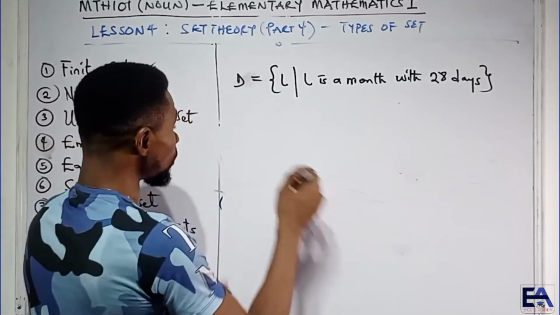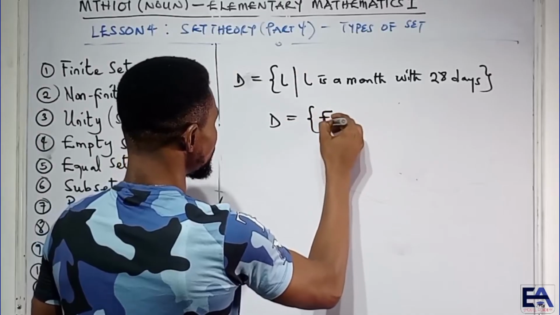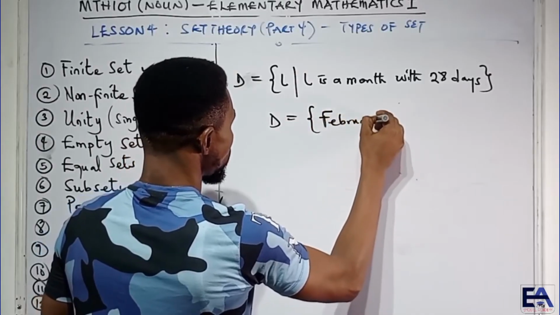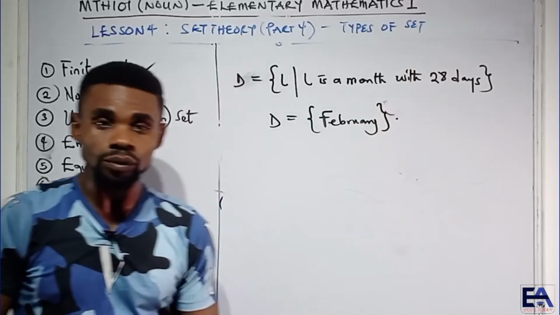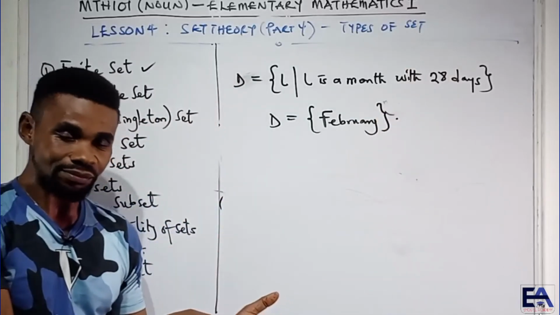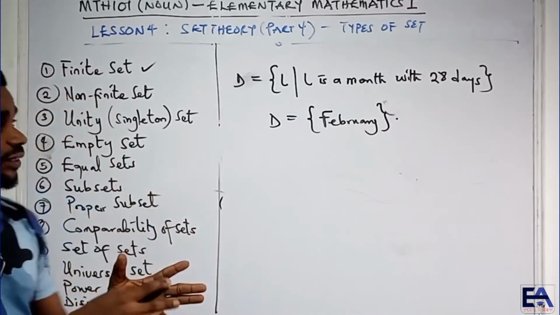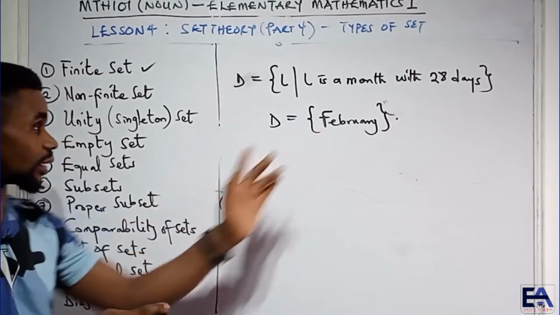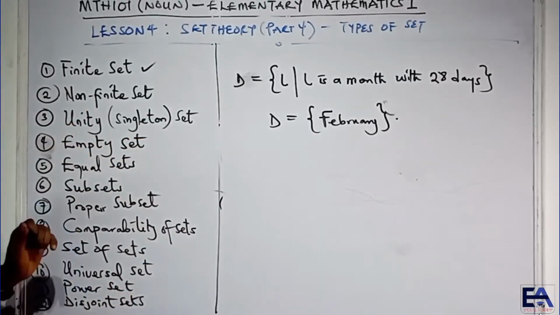So in that case, if I want to represent this in a tabular form, I will say D is February. Only one element present, okay? Although it is still a set. I believe you understand that. So that is how it goes. So when you have a set that contains only one element, it is called the unity set, otherwise called singleton set. That is that.